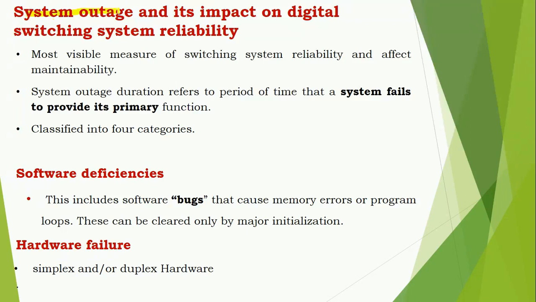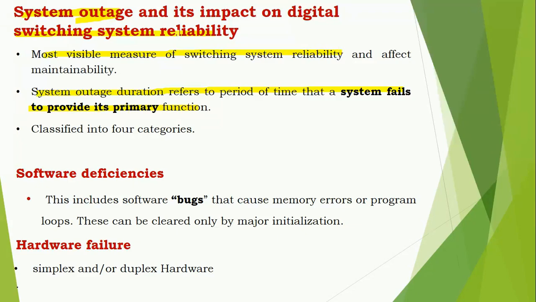System outage. What is system outage and how does it impact reliability? It is important. What does system outage mean? It is actually an error, and it may be related to a software or hardware error. Generally, system outage refers to a period of time when the system fails to provide its primary function. That means sometimes the system cannot provide a primary function. That stage is actually called what? System outage. And most visibly it depends on reliability. If it depends on reliability, of course it affects maintainability also.